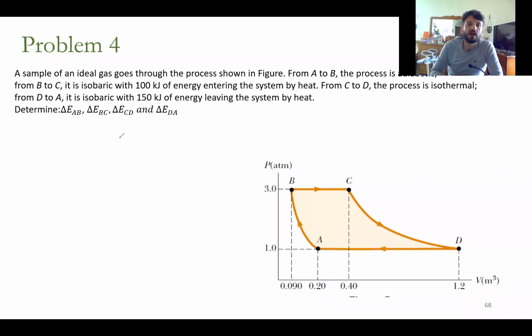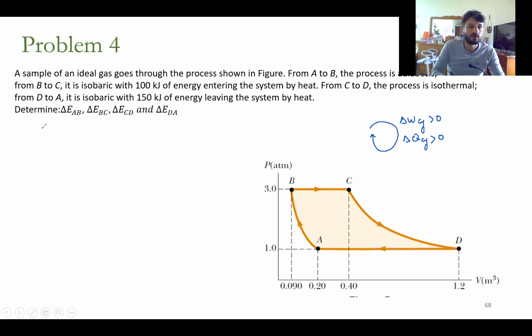A sample of an ideal gas goes through the process shown in the figure: A to B, B to C, C to D, D to A. We have a clockwise cycle. In this case, the delta W of the cycle must be positive, and the delta Q of the cycle must be positive. From A to B, it's adiabatic.